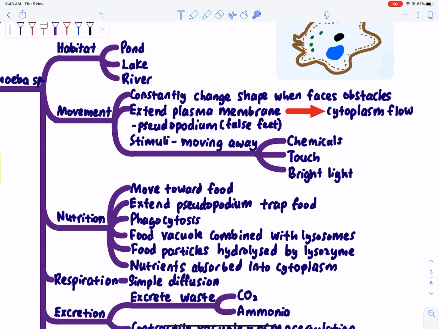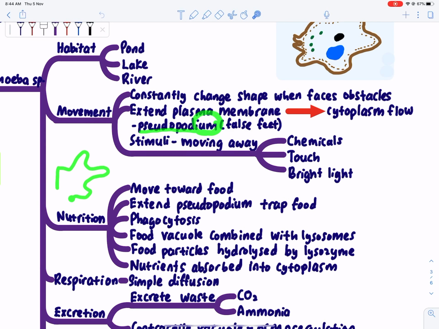The movements involve the extension of the plasma membrane. Okay, the amoeba will extend the plasma membrane, and the cytoplasm will flow into the extended plasma membrane. From the extending of the plasma membrane, it will form the pseudopodium. If you look at this, we have the pseudopodium.